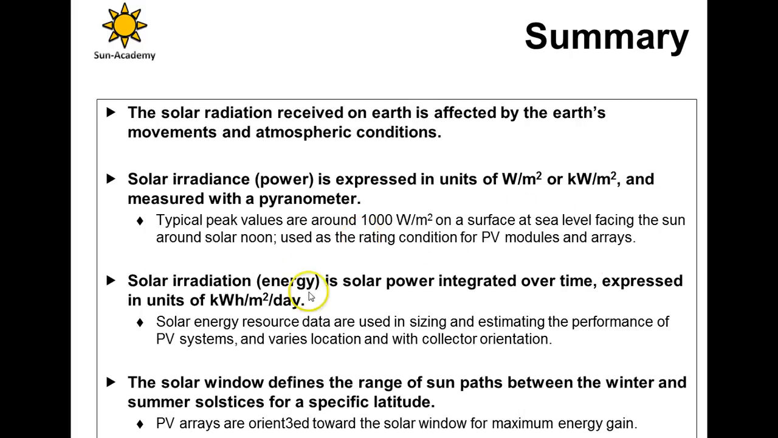Solar irradiation, which is solar power integrated over time, is expressed as units of kilowatt hours per meter squared per day. Solar energy resources data are used in sizing and estimating the performance of PV systems in various locations with collector orientation. The solar window defines the range of sun paths between the winter and summer solstice for a specific location. PV arrays are oriented towards the solar window for maximum energy gain.